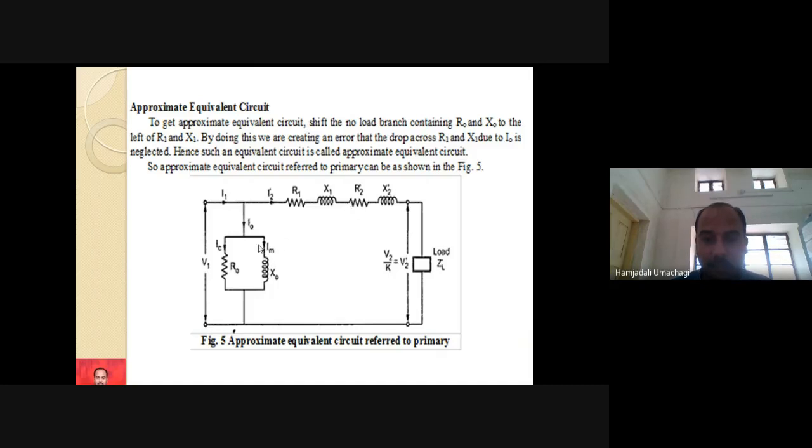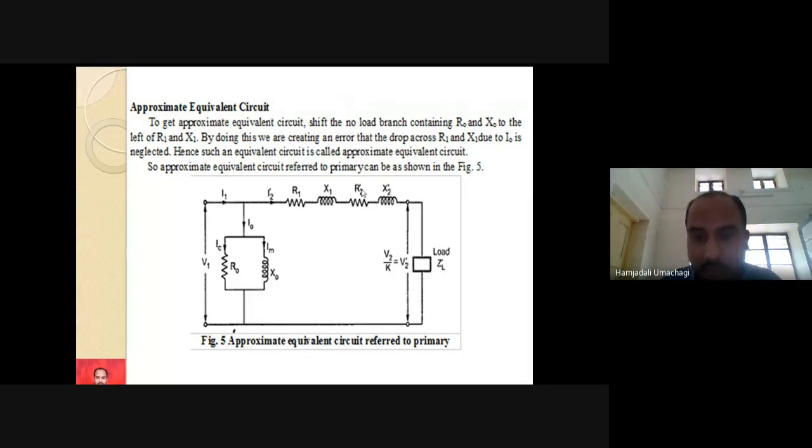So the magnetizing branch, which was earlier at this position, I have now taken to the source side. Source means V1 here. In that case, the primary resistance and the secondary resistance referred to the primary side will both appear in series. Similarly, X1 and X2 dash will appear in series. So now I can make the calculations easier. Are you getting it? If we shift the magnetizing branch to the source side to make the calculations easier, then we call that circuit diagram the approximate equivalent circuit diagram.